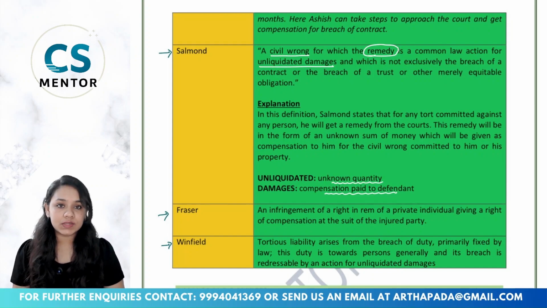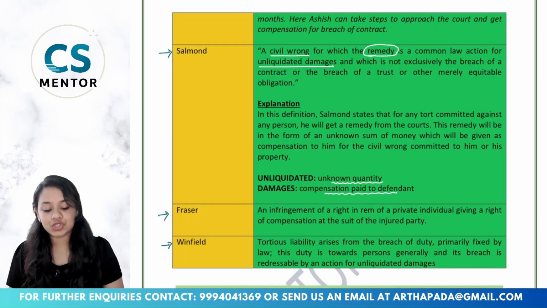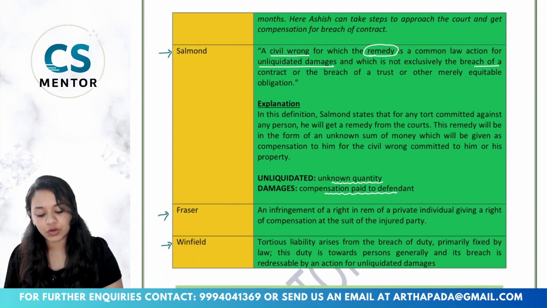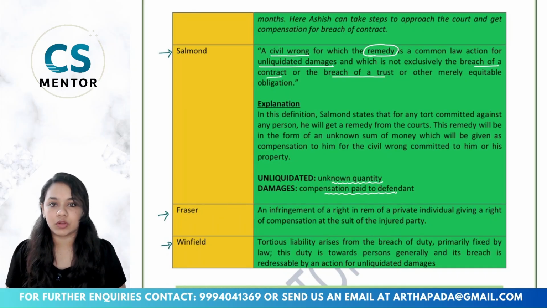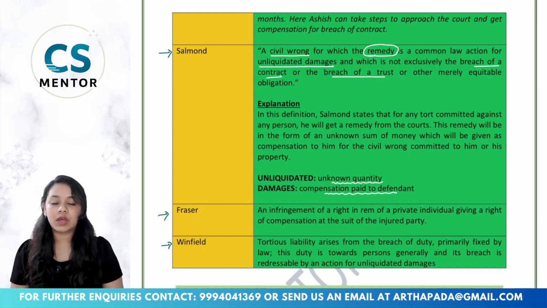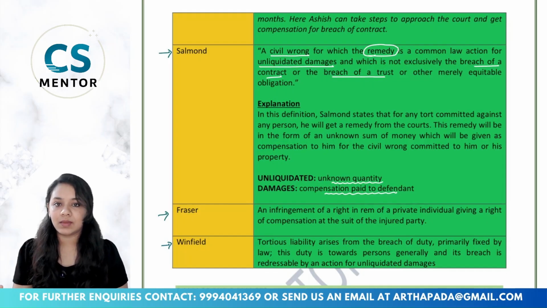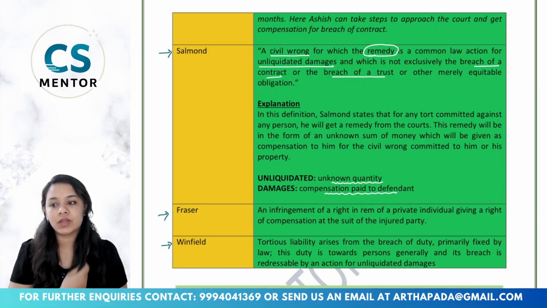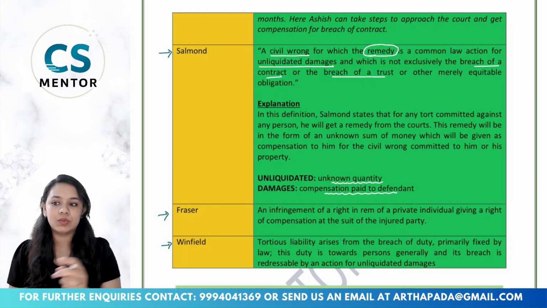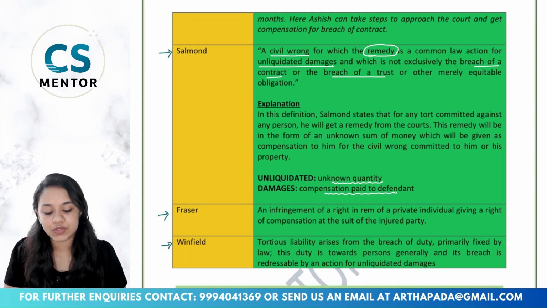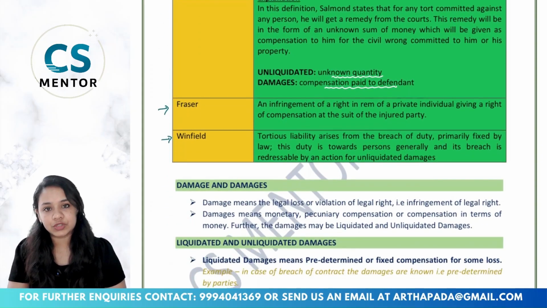So ultimately, what is a tort? A tort is a civil wrong, the remedy for which is unliquidated damages, and which is not exclusively a breach of contract or a breach of trust or any other equitable obligation. So look how Salmond's definition is also the same as the definition under the Limitation Act, but the only additional point over here is that he's talking about a remedy which is unliquidated damages. Then we come down to Fraser.